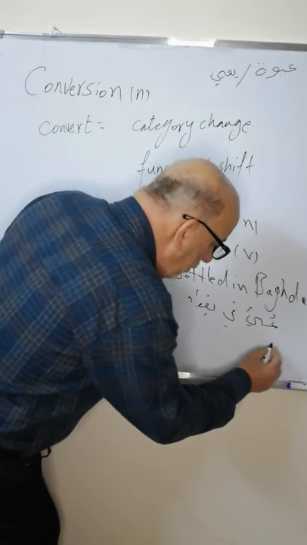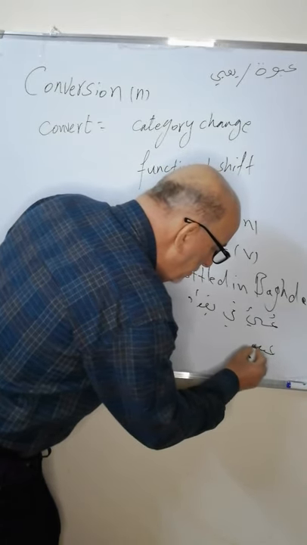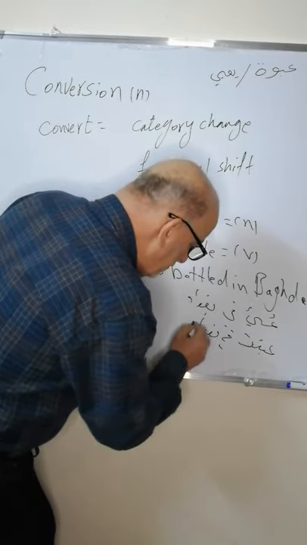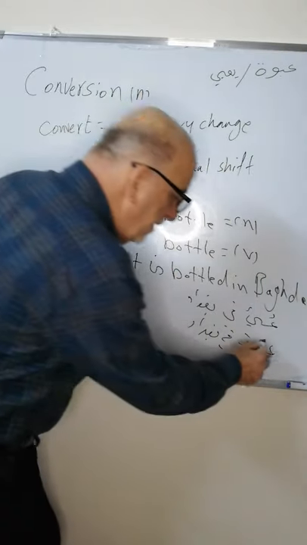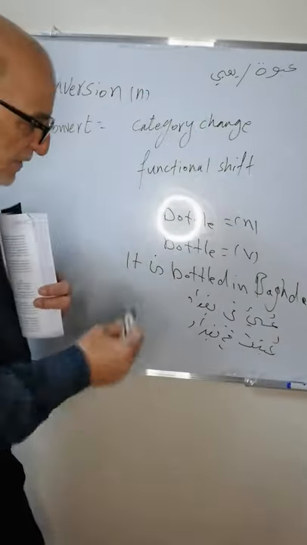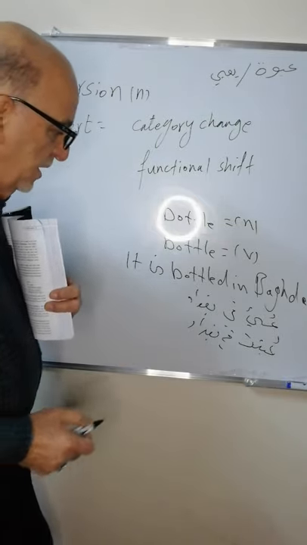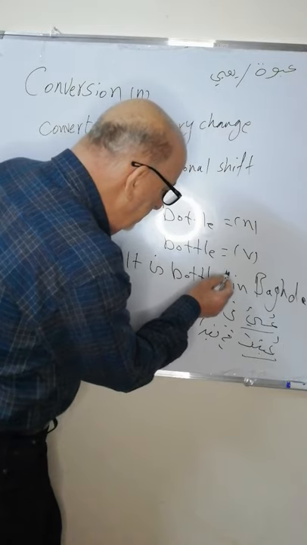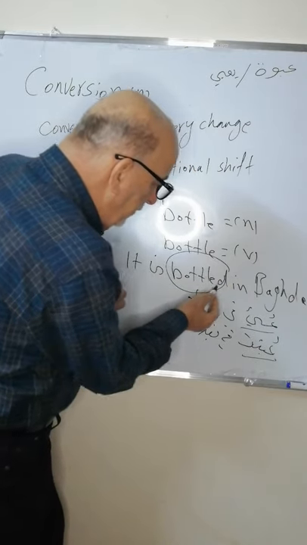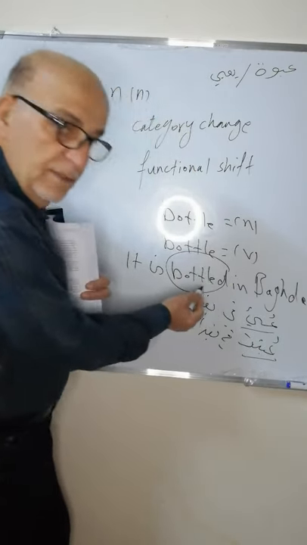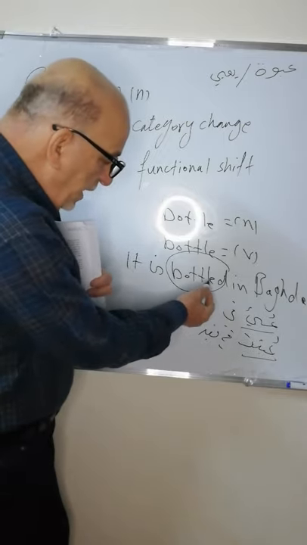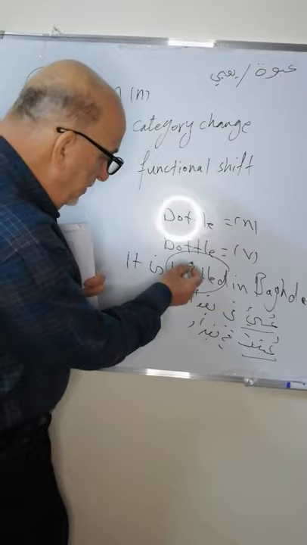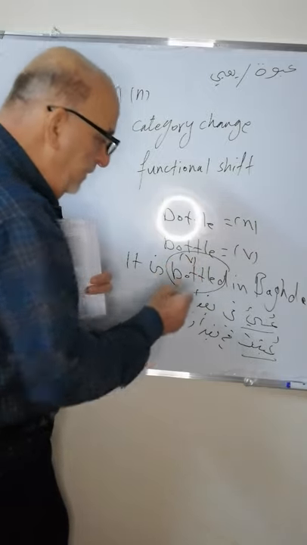Or 'u'bbi'at, in Baghdad. 'U'bbi'at. We saw, of course, the passive voice, maybe majhool. Here, 'u'bbi', what does it refer to? Bottle. And see here, we have added ed to the word bottle, because I have used it as a verb. So here, bottled is a verb.